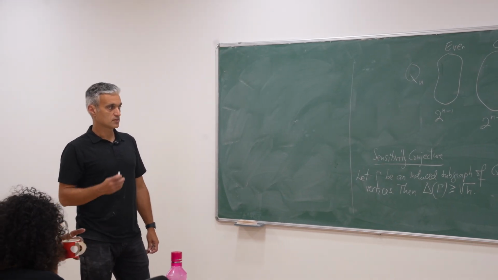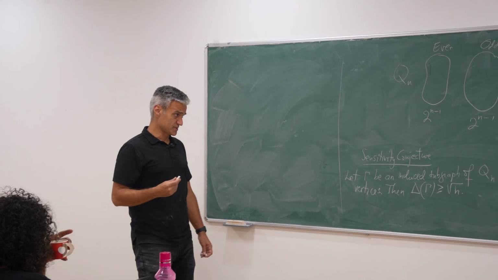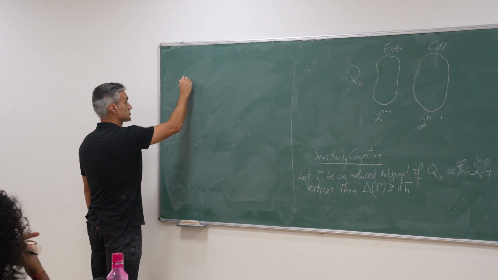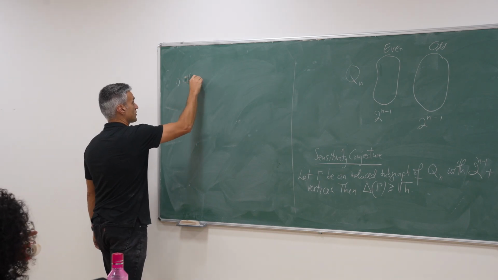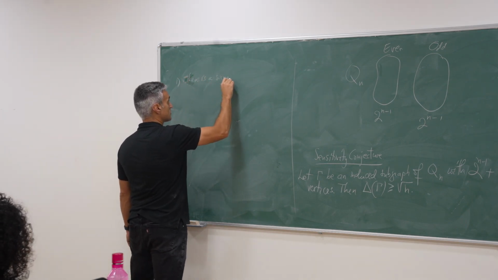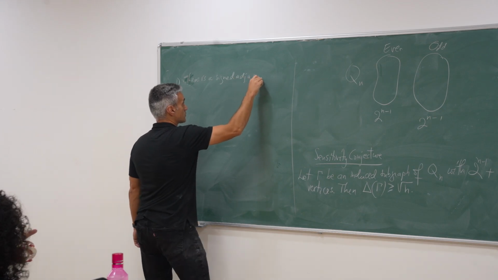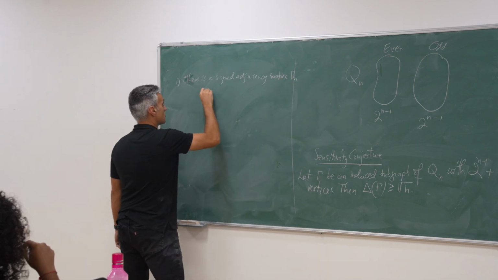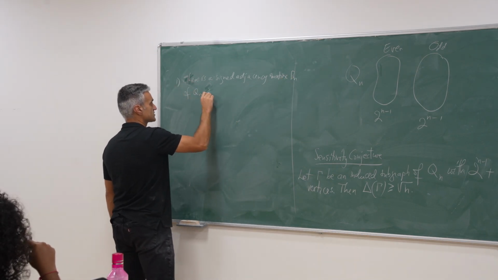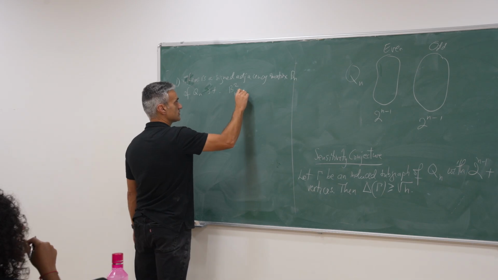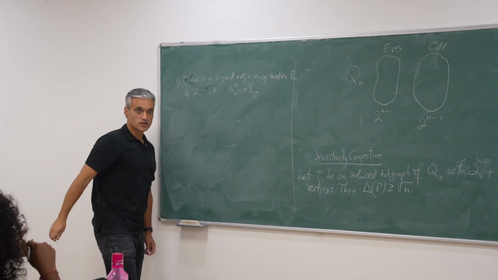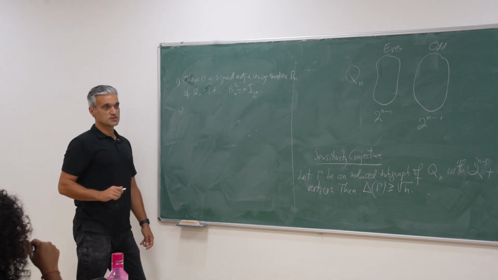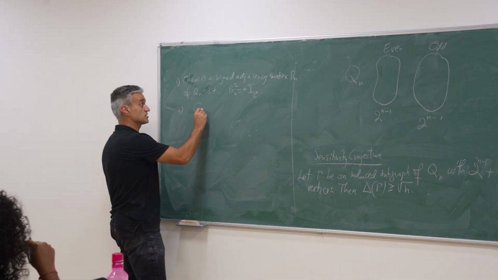All right. So the first step was that there is a signed adjacency matrix, let's call it B_n, of the cube Q_n such that B_n squared is n times the identity, or B_n has eigenvalues square root of n and minus square root of n. Now the second step in this proof was Cauchy interlacing.